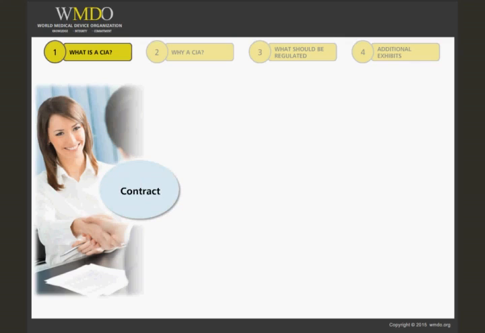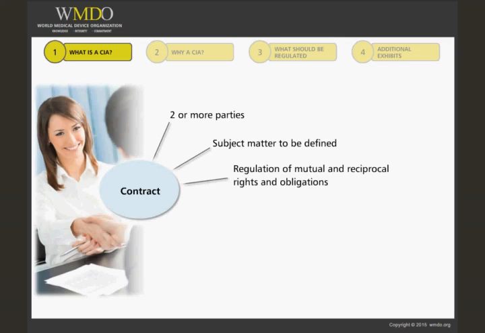We need 2 or more parties. A contract is not limited to just 2 parties. Especially a clinical investigation agreement very often has at least 3 parties, namely the sponsor, the investigation site, and the clinical investigator. The main item of a contract is the description and the definition of the subject matter. Further, the contract regulates the mutual and reciprocal rights and obligations of the involved parties with respect to the subject matter.